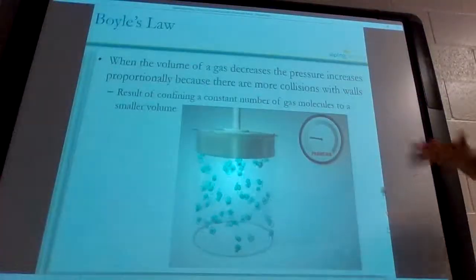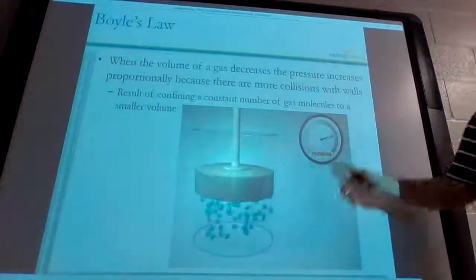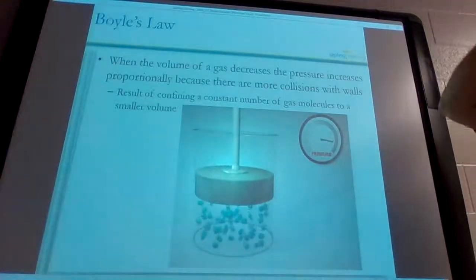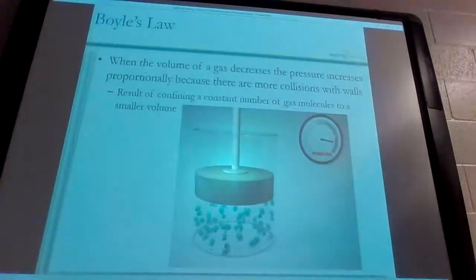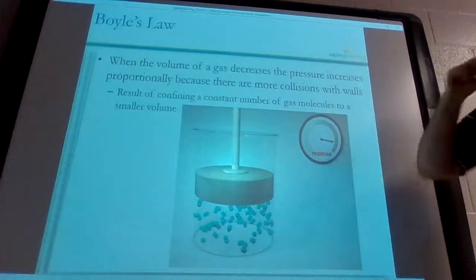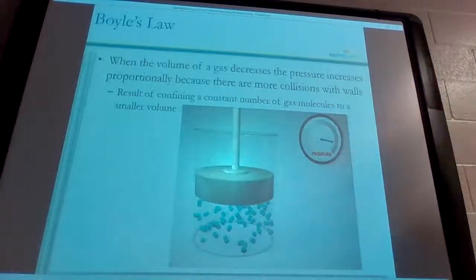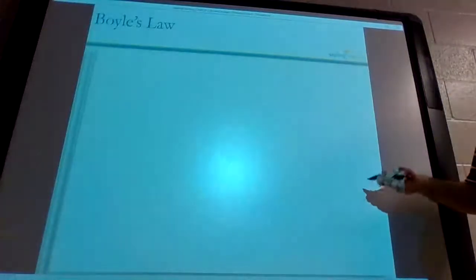So they're bouncing around. The plunger goes down. They're not going any faster, but now they're hitting the sides of the container much more often because they have less room to move around. And so the pressure has gone up. And so volume has gone down, pressure has gone up. Now we're seeing the relationship between these two.